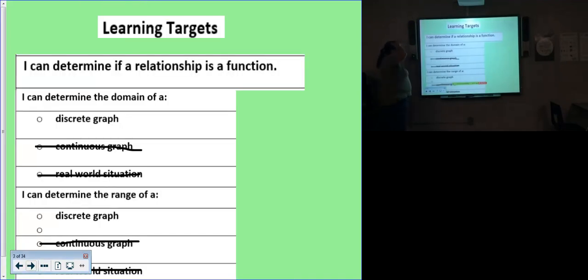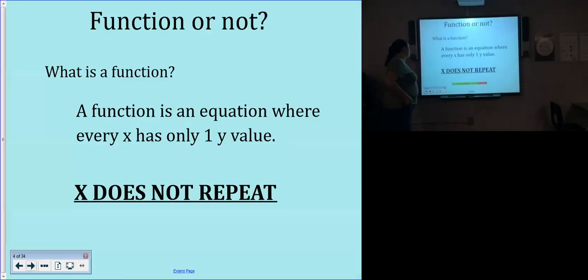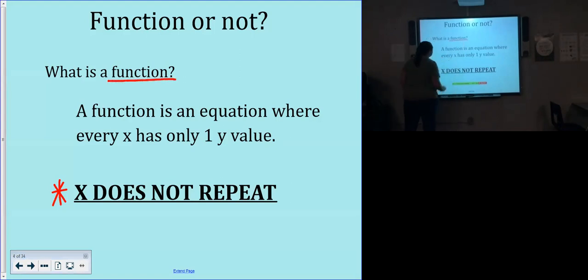All right, today we're going to discuss functions, and we're going to discuss something called domain and range in a discrete graph. All right, so we're going to talk about that stuff today. First off is, what is a function? You guys actually might remember this from middle school. A function is an equation where every x value only has one value. The key thing that you need to make sure you know is that x does not repeat for a function.